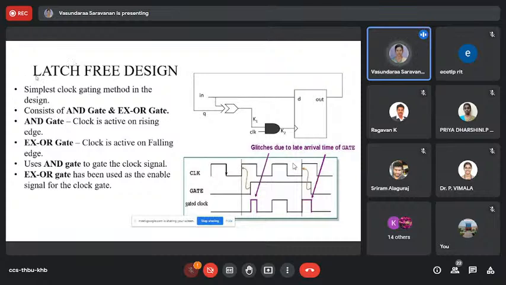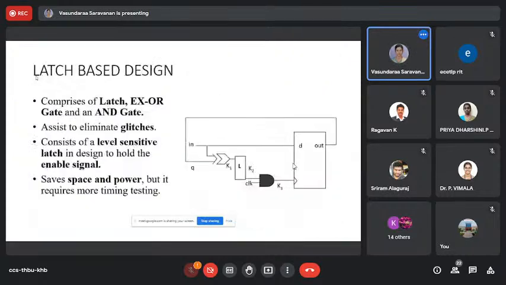The next technique is latch-based design. It comprises a latch, XOR gate, and AND gate. It also assists to eliminate glitches. The enable signal is propagated to the input of AND gate at the falling edge of the clock signal. The level sensitive latch can hold enable signal when clock is high. It saves power and space, but it requires more timing testing.